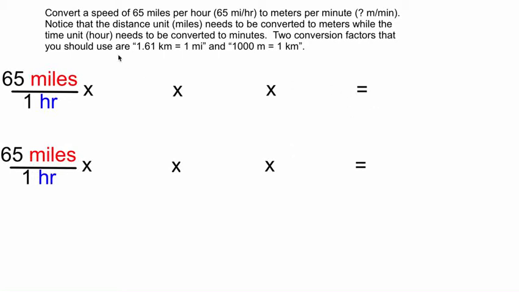So in this problem, we're going to convert a speed of 65 miles per hour. So we've got miles per hour. That indicates that it's a conversion factor here, to meters per minute. So again, we have two units, one on top, one on the bottom.